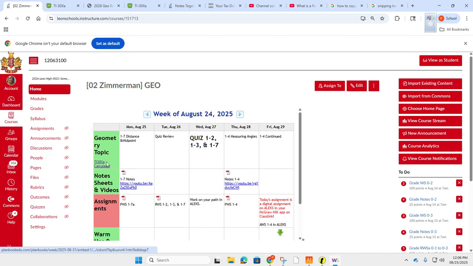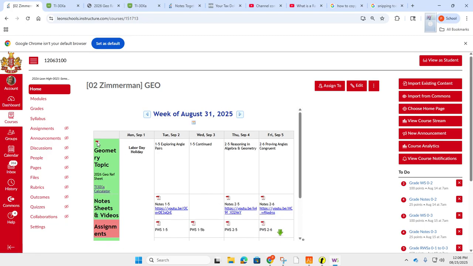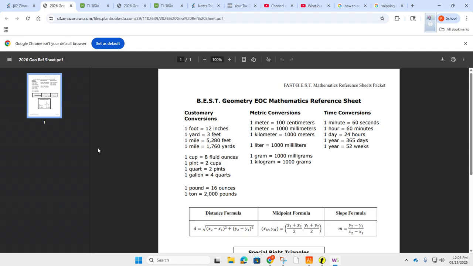There's also a reference sheet, so if you remember when you took the end-of-course exam, you got to use a reference sheet, and there's a sheet that gives you certain formulas. And you have the same thing on the end-of-course exam for geometry. So I've added this reference sheet to your home page where you'll always be able to go and find it easily, right there with the calculator. Okay? Once again, it's not in this week, but I'll put it in this week this afternoon.